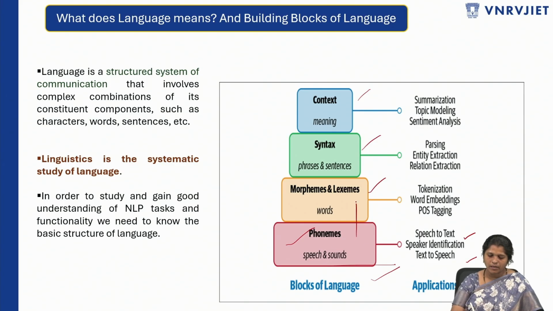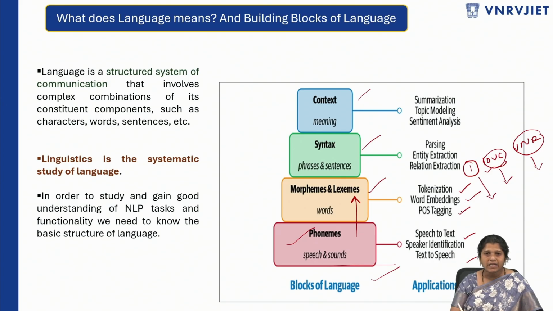The next level is words, where words are analyzed in terms of morphemes and lexemes. We have various subtasks such as tokenization, stemming, word embeddings, and part-of-speech tagging, where we can tell the part of speech of each word. Suppose I say "I love VNR": what is the part of speech for "I", what is it for "love", and what is "VNR", is it a noun, a verb, or a pronoun? Such tagging can be done through morphemes and lexemes.